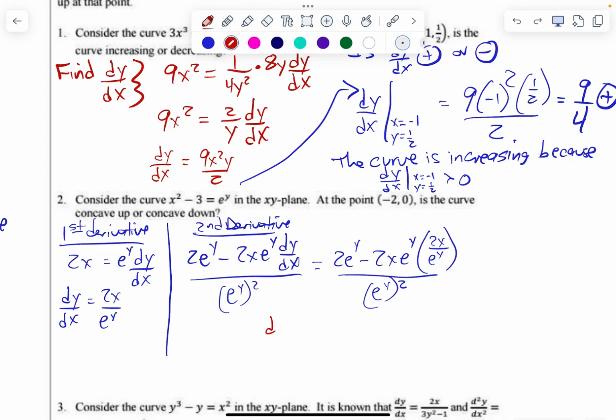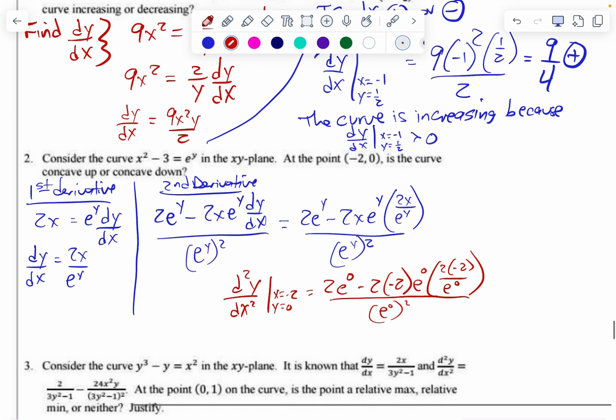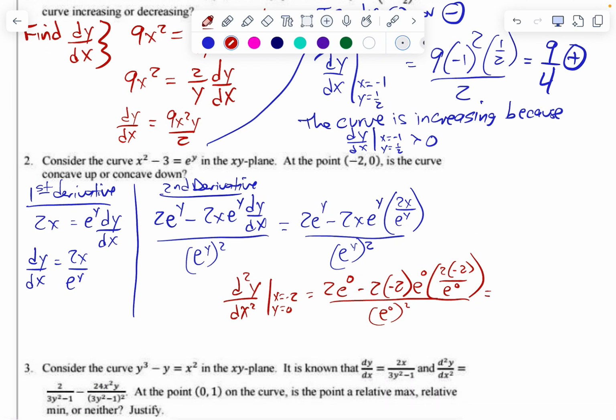Do you guys remember the notation? Actually, it was at the top of the page, so never mind. d2y over dx squared evaluated at x equals negative 2, y equals 0. All right, all this plugging in. Okay, 2e to the 0 is what? 2. And then negative 2 times negative 2 is plus 4.